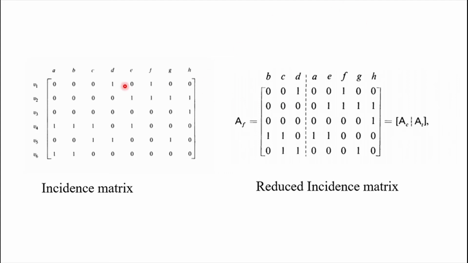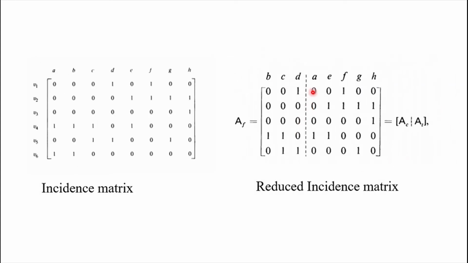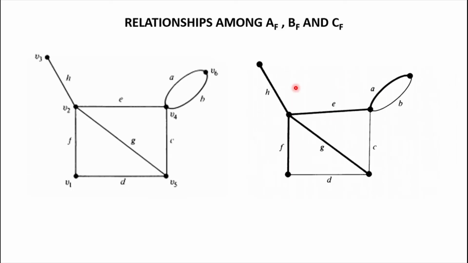So basically we have to reorder the columns. First we have to write the chords, which in this case are B, C, D. So first I have written down the chords, and after that I have written down the branches of the spanning tree: the branches A, E, G, F, H.